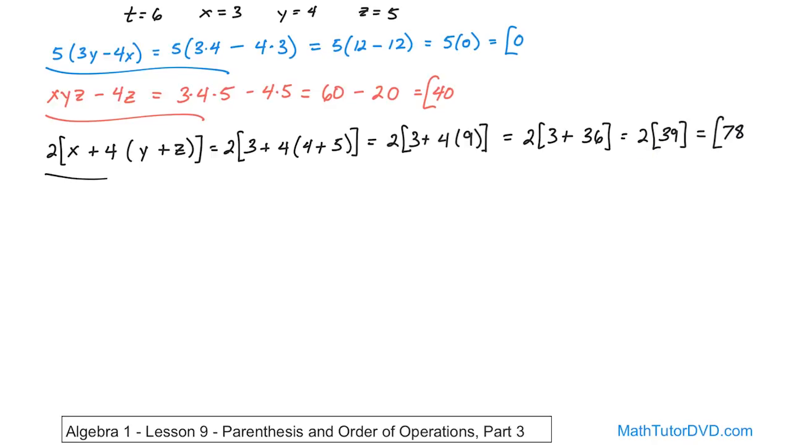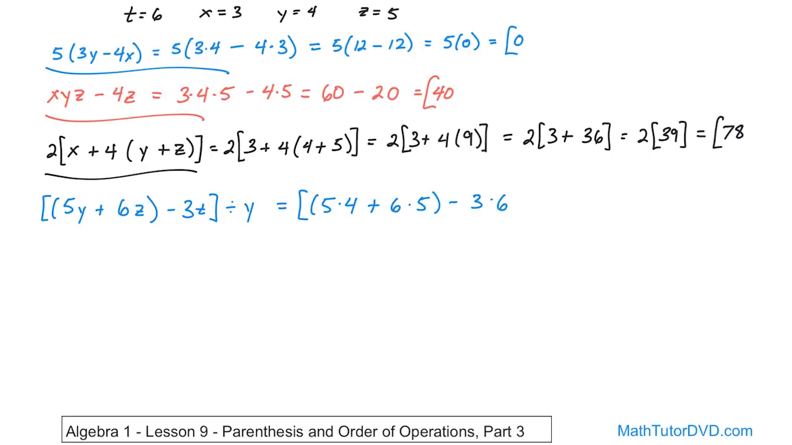We'll do one more in a similar fashion so you can see how a little more complicated problem would work. What if we had 5y plus 6z, we'll close the parentheses here, minus 3 times t, close the bracket, divide by y. So again, we have to substitute in all of our variables before we do anything else. So we'll open the bracket, open the parentheses, 5 times y, which is 4, plus 6 times z, which is 5, minus 3 times t, which is 6, close the bracket, divide by y, which is 4.